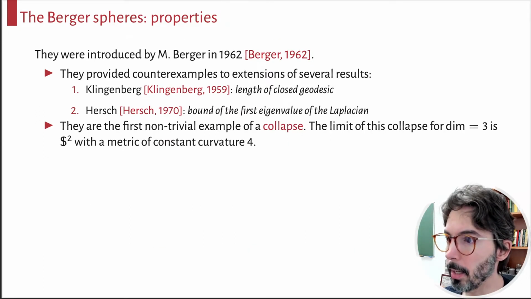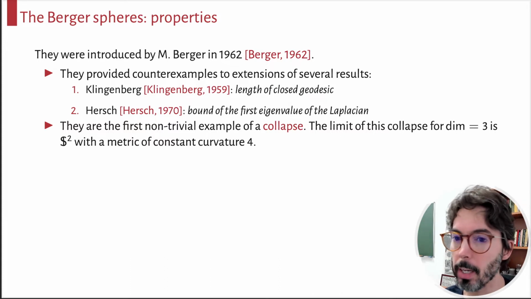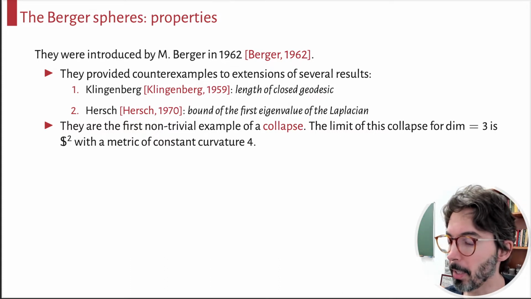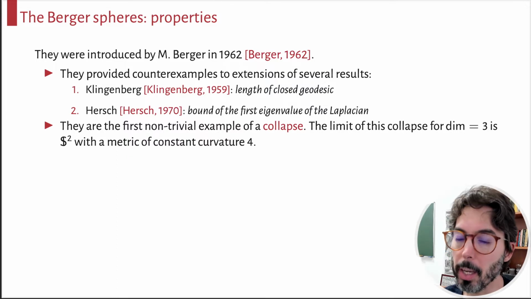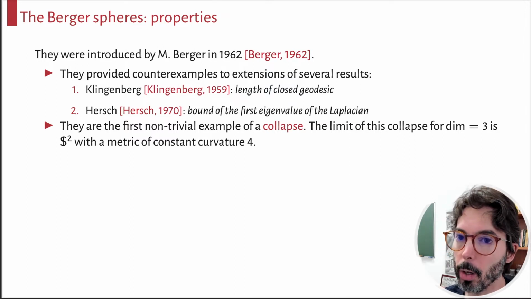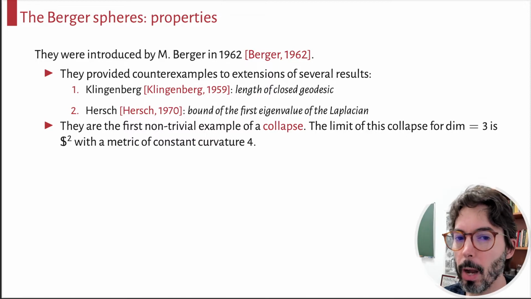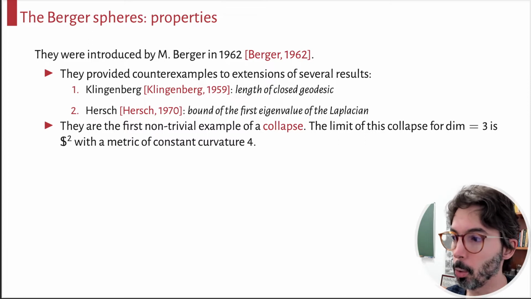Well, next, the Berger spheres are the first non-trivial example of a collapse. The limit of this collapse in dimension 3 is S2 with a metric of constant curvature 4. If we think of the Berger metrics of lowest dimension, which is dimension 3, and we take the parameter tau tends to 0, then the length of the Hopf fibers goes to 0. That is, each Hopf fiber collapses to a point, and then the three-manifold collapses to S2.